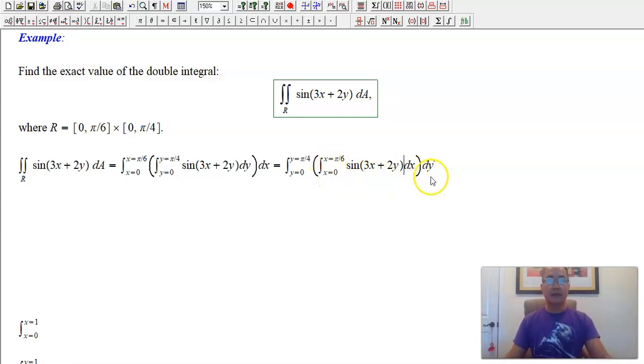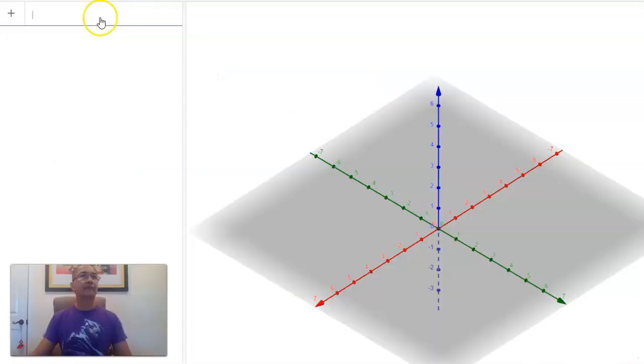So there you go. Dx, x is over there. Dy, y is over there. So Fubini's theorem says that the double integral is both of these values. So in other words, these two also have to be equal to each other. Before we actually perform the integration, let's go to GeoGebra and take a look at how this function looks over this rectangle.